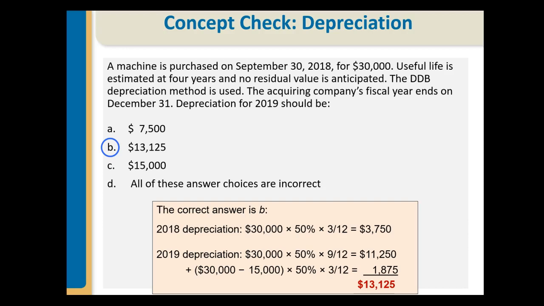So we need to take that $11,250 accumulated depreciation along with the previous year of $3,750. That totals $15,000. So for the depreciation remaining of 3 months, we take the cost of 30 minus the depreciation accumulated times 50% times 3 months out of 12 months, or $1,875. So our 2019 depreciation is the $11,250 plus the $1,875 to total our $13,125.